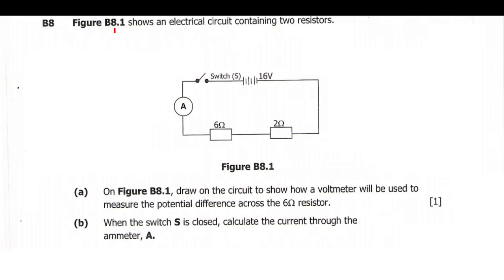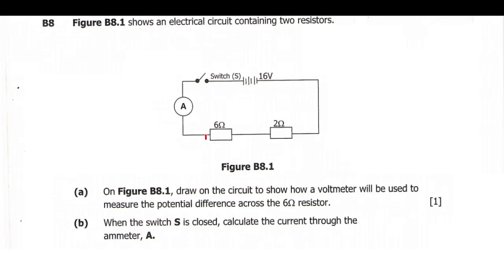B8 reads, figure B8.1 shows an electrical circuit containing two resistors. So this is an electrical circuit with two resistors, and also we have this ammeter, switch, and also a battery, a source of power, which is 16 volts. All right. So A reads on figure B8.1: draw on the circuit to show how a voltmeter will be used to measure the potential difference across the 6 ohm resistor.